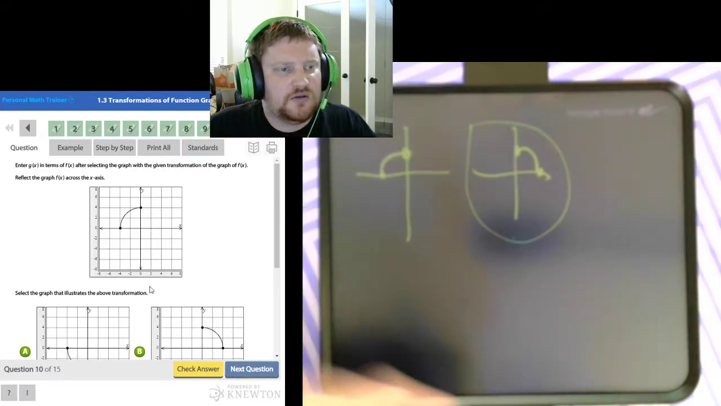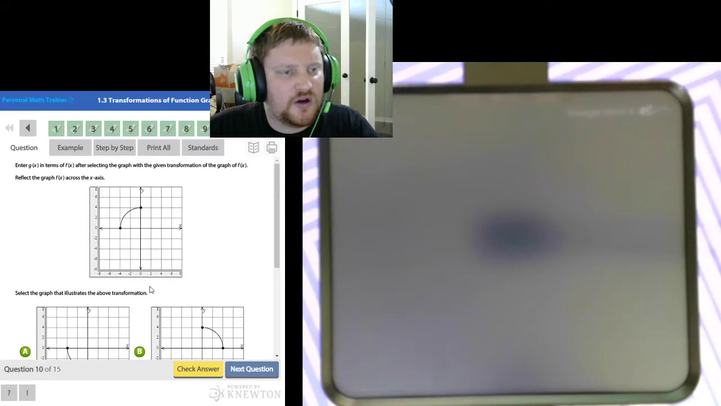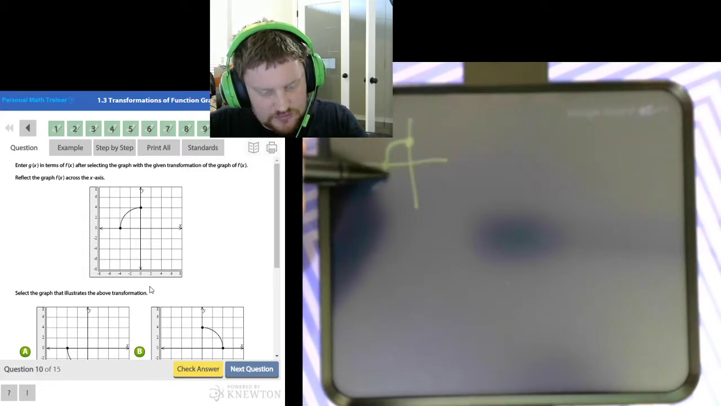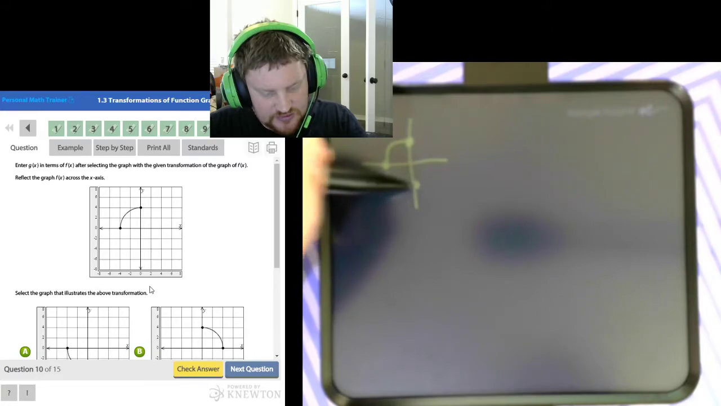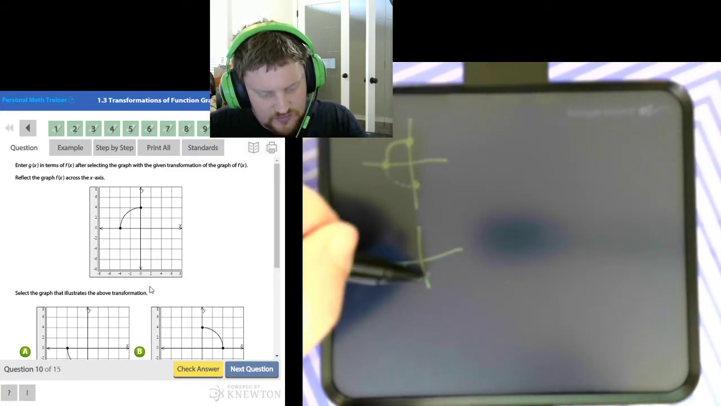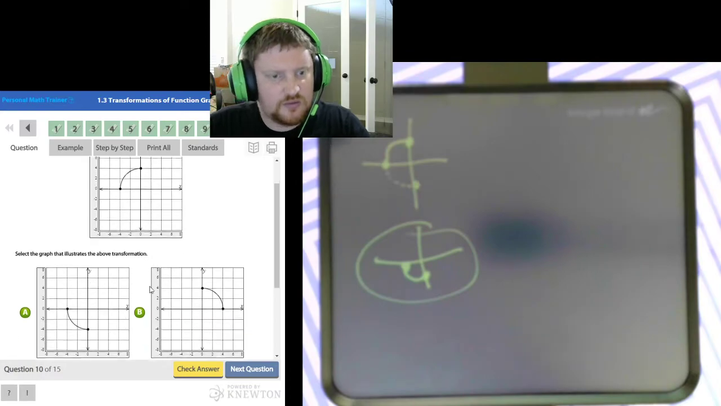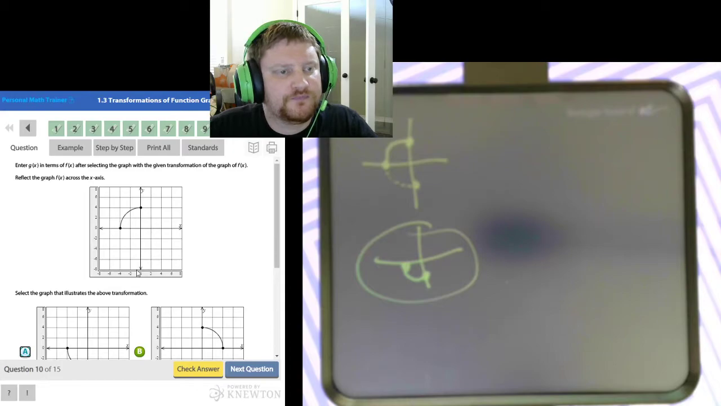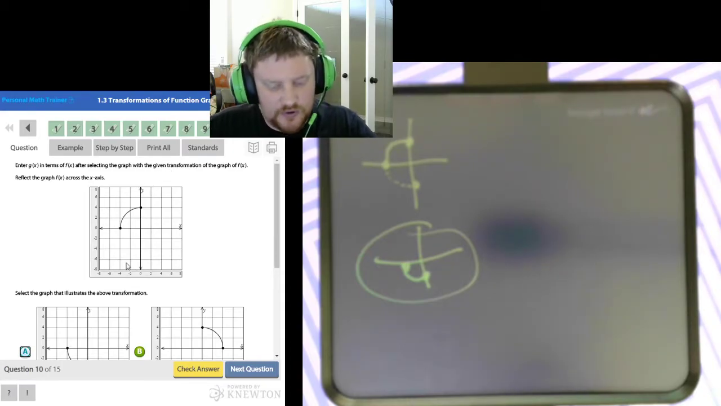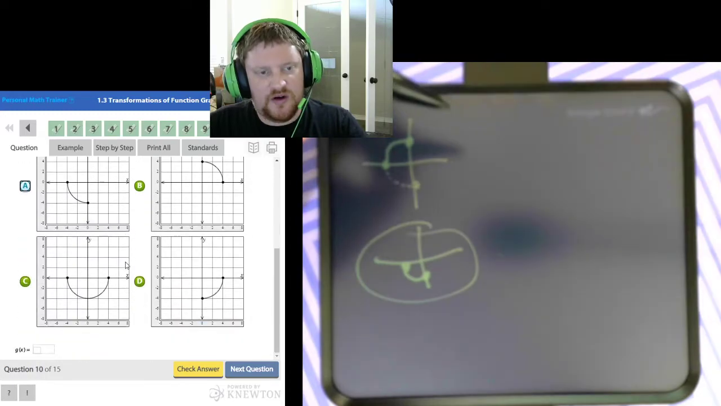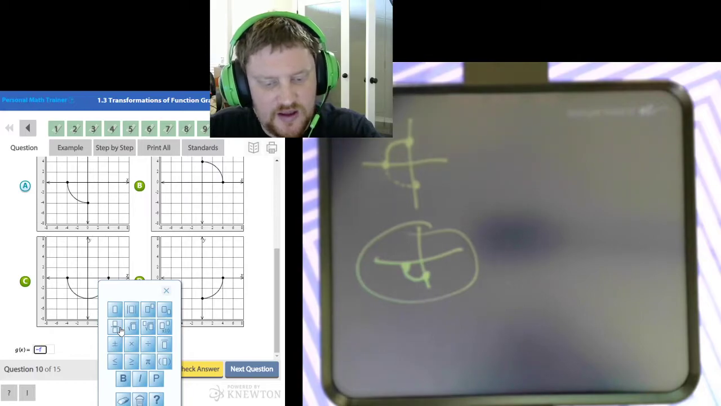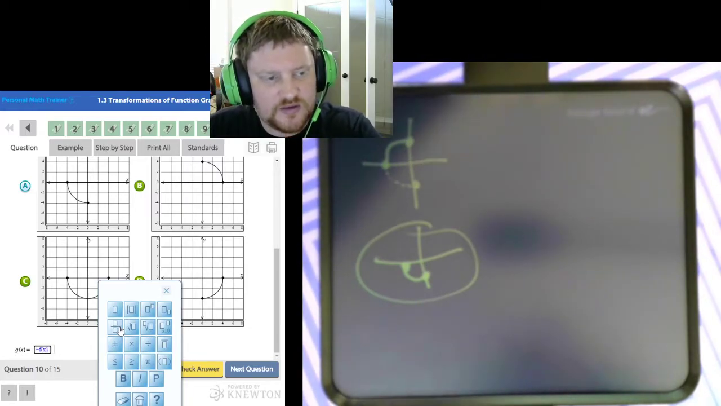On to question 10. Now they want us to flip it across the x-axis, so we have that same arc, and if we're going to flip it across the x-axis, it's going to look like this. So we need to find this arc. And it looks like A to me. Since we are now doing it vertically, we are going to have our negative sign on the outside of our function notation. So to have negative f of x.